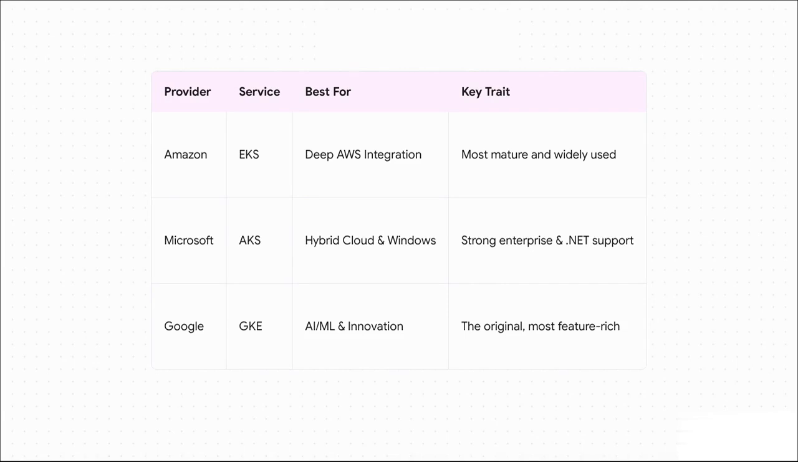Amazon's EKS is kind of the mature market leader, which makes it a super safe bet if you're already deep in that AWS ecosystem. Microsoft's AKS is a really strong choice for enterprise environments, especially if you have hybrid cloud setups or are dealing with Windows containers. And then there's Google's GKE. It was the original, so it's often the most feature-rich and innovative, making it fantastic for cutting-edge AI and machine learning workloads.